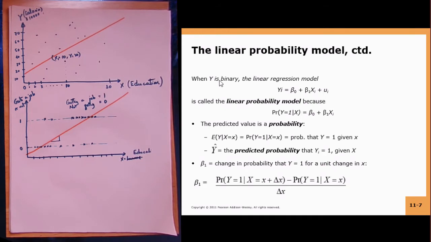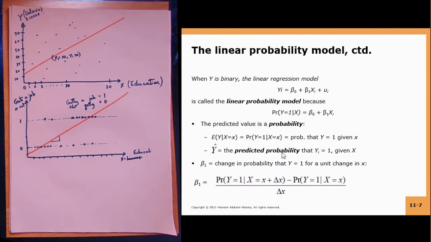So when y is binary, the linear regression model yi equals beta 0 plus beta 1 xi plus ui is called the linear probability model, because the probability of y equals 1 given x is given as a linear function of beta 0 plus beta 1 xi. The predicted value is a probability, that is, the expected value of y given x equal to some values of x is equal to the probability of y equals 1 given x. So y hat is the predicted probability.